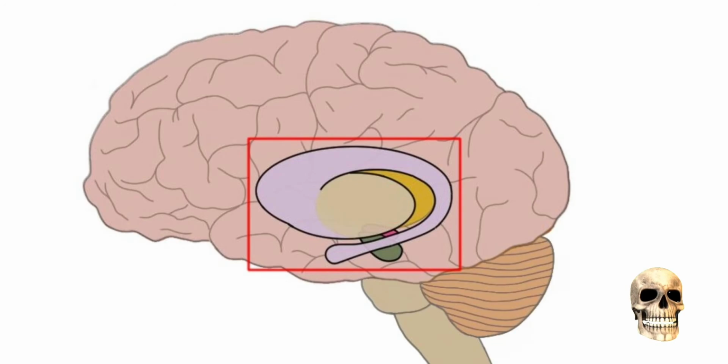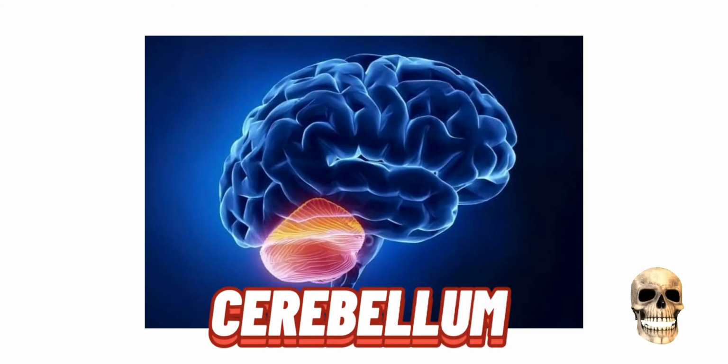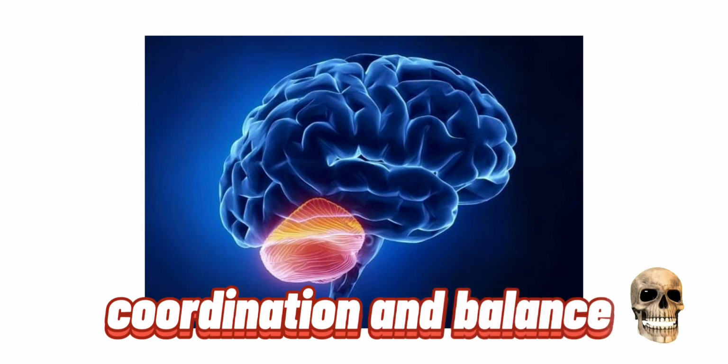Third is the basal ganglia. The basal ganglia are a cluster of structures in the center of the brain. The basal ganglia coordinate messages between multiple other brain areas. Lastly, the cerebellum. The cerebellum is the base and the back of the brain. It is responsible for coordination and balance.